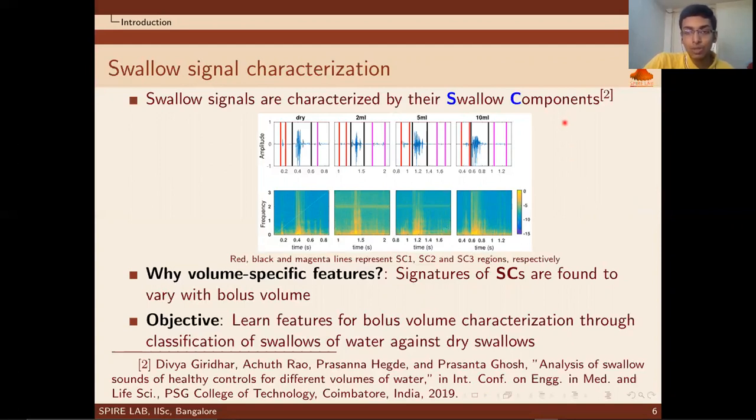Morinari et al. characterized swallow signals using three swallow components and the intervals between each swallow component. But so far, no analysis has been put forth where swallow signals have been characterized using acoustic features that are volume independent. This is evident from this graph, where it can be seen that the swallow components vary with bolus volume. This suggests that it could be difficult to work with swallow signals in a volume independent manner. Hence, the objective of our work is to learn features for swallow volume characterization at different volumes through a dry swallow versus non-dry swallow classification for different volumes of water.